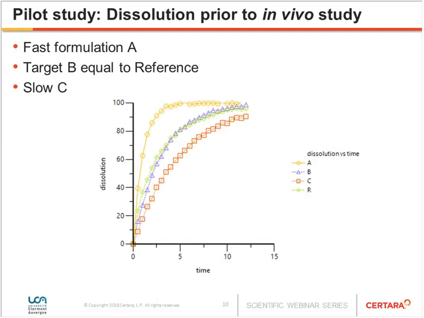You have 3 test formulations: the A, which is in yellow, which was the first one; the B, which is in purple, which was superimposable to the reference formulation, which is green; and the slow formulation, the C. So you went in vivo. Going in vivo, you were expecting to have the target, that is the B formulation, close to the reference one. It was not the case; it was something between the first and the second.